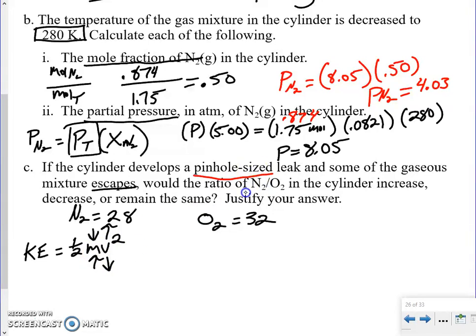Nitrogen is going to escape much quicker, so this number is going to decrease at a much faster rate than oxygen is. Oxygen is still going to decrease as well, but at a smaller rate because it's not escaping quite as quickly. So what actually happens to this ratio? This ratio, which is nitrogen to oxygen, so this particular fraction, is going to decrease. That's because nitrogen is escaping at a much faster rate than oxygen is.